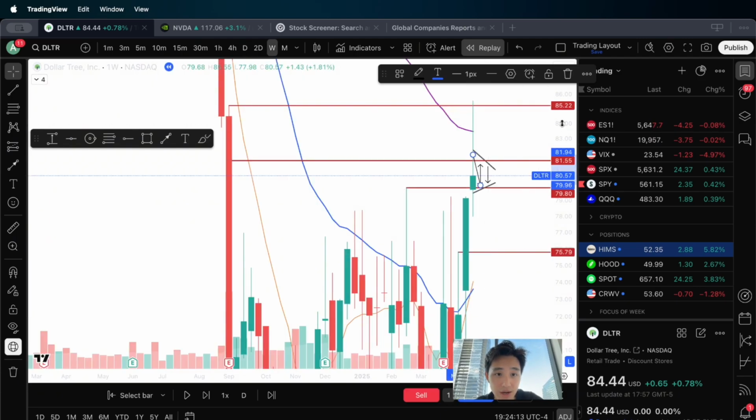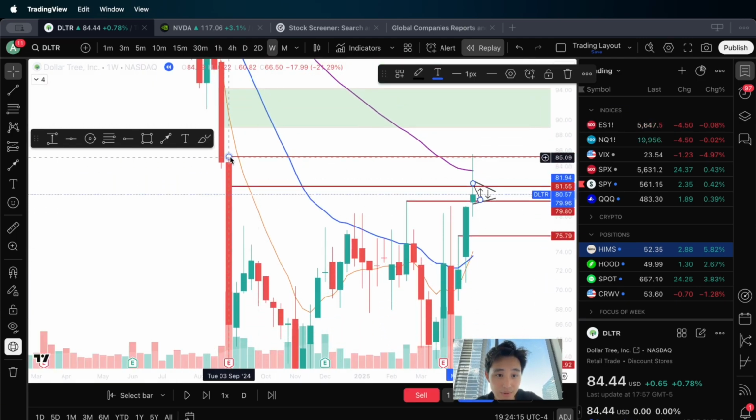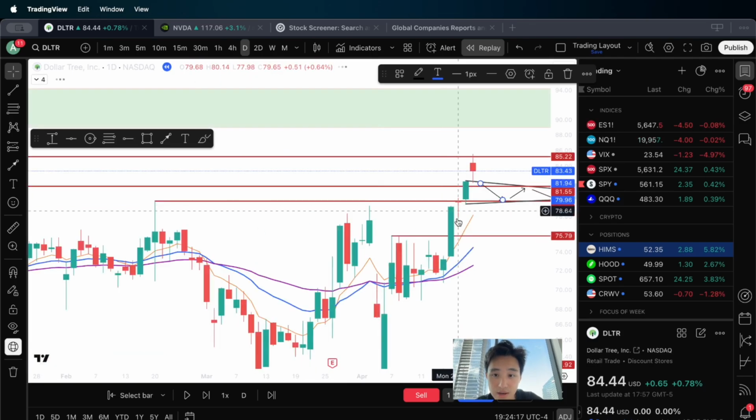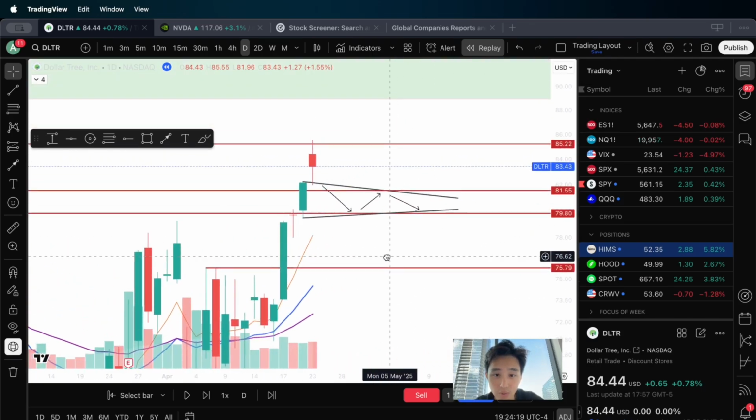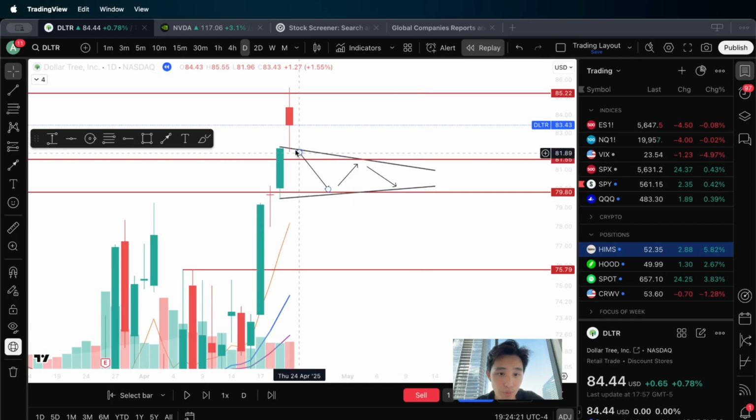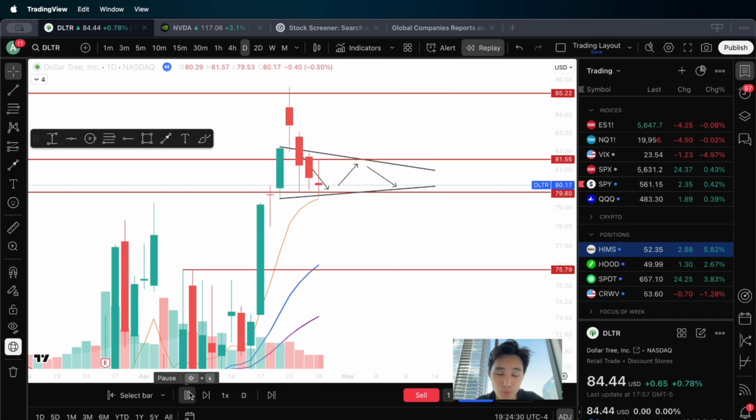I got 85 from this candle here, which is off the earnings. And I literally said, I want to see Dollar Tree here pull back, let the EMAs catch up, consolidate a bit, and then break out from there. And yeah, thankfully, miraculously, that is actually what ended up happening.